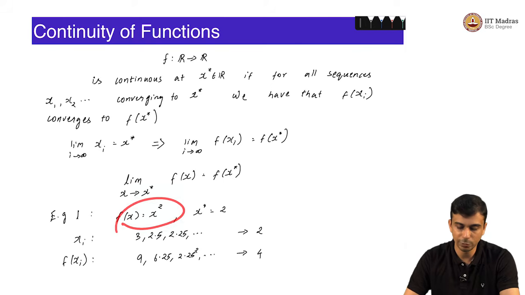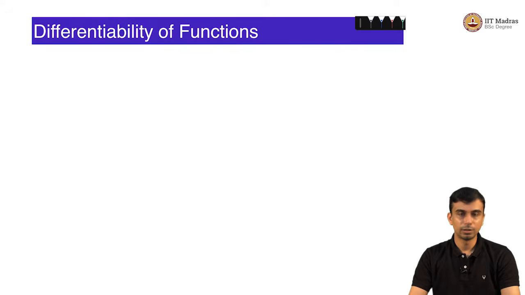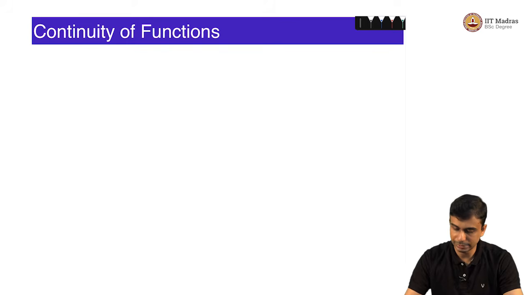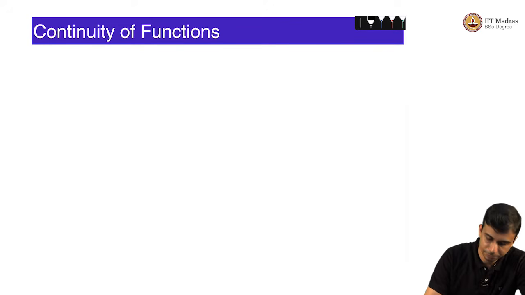So, this is an example of a continuous function, and f of x equal to sign of x is an example of a discontinuous function. Even though it is discontinuous at just one point, it is still considered a discontinuous function. Now, we will have some more examples. Let us consider this function.